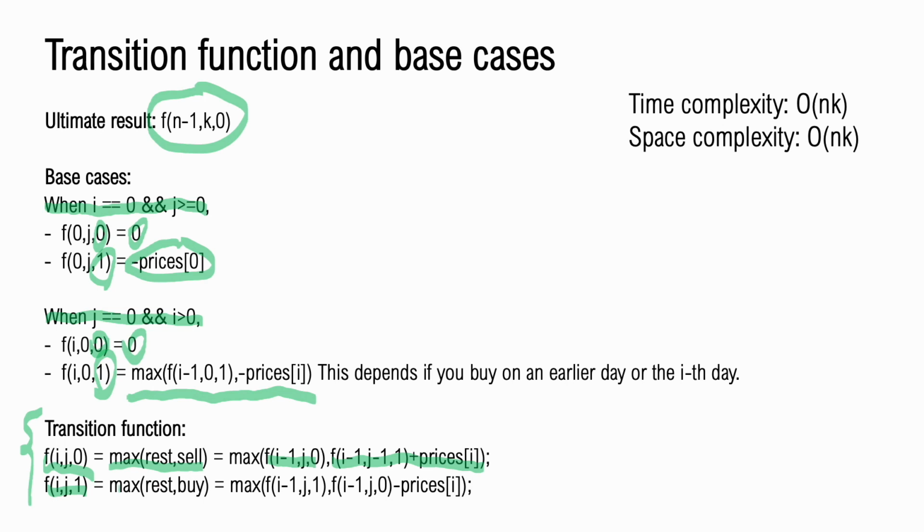You can either rest or buy, and you take the larger value between the rest and buy on the 8th day. As you can see, the big O for the time will be O(n times k), and for the space complexity, the big O will also be O(n times k).